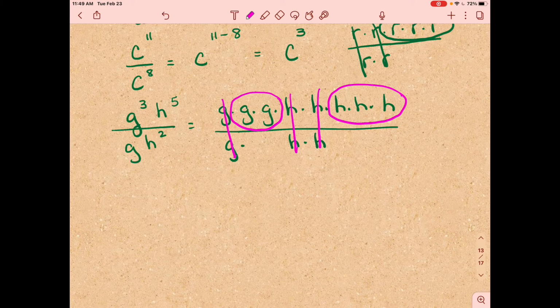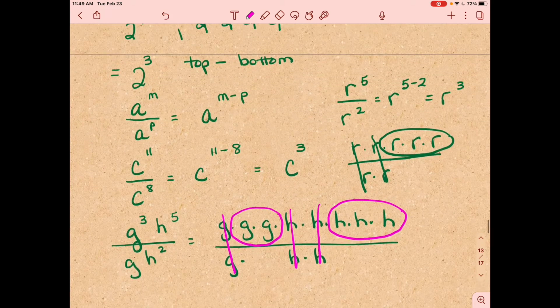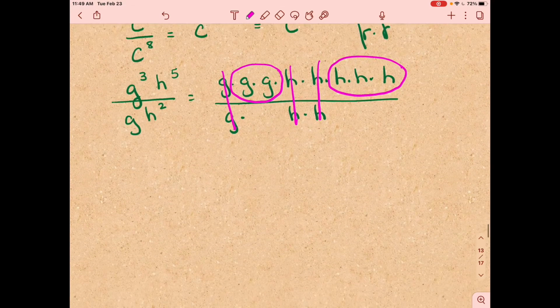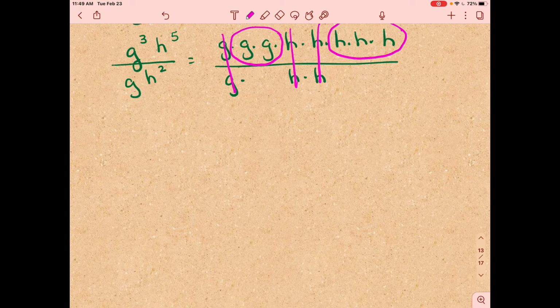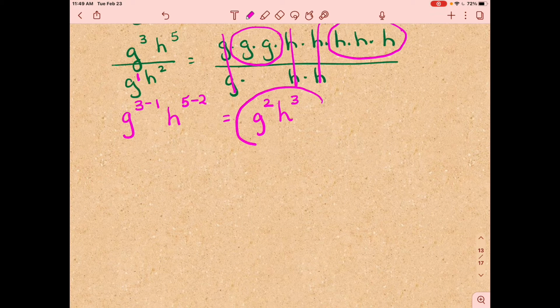So let's use the quotient of powers property instead here, and let's say that this is the same as saying g to the 3 minus 1. I'm going to say 1 because whenever there's not an exponent, it means there is a 1 there. And h to the 5 minus 2. Notice I'm doing top minus bottom. That's going to equal g, 3 minus 1 is 2, and h, 5 minus 2 is 3. And we end up with the same thing that we got when we wrote it out the long way.